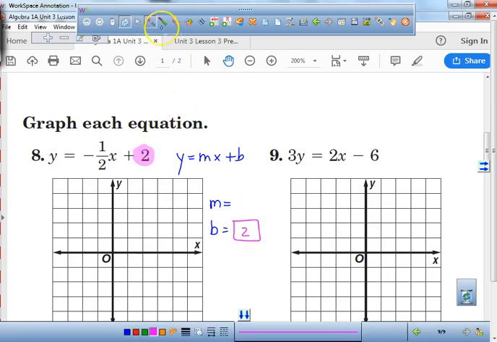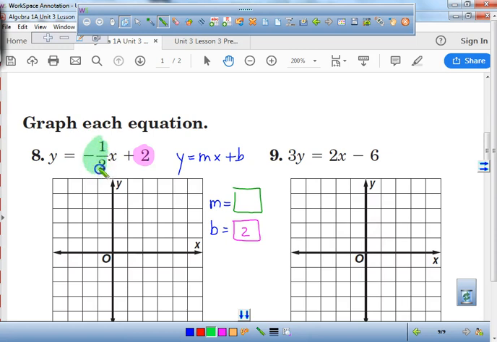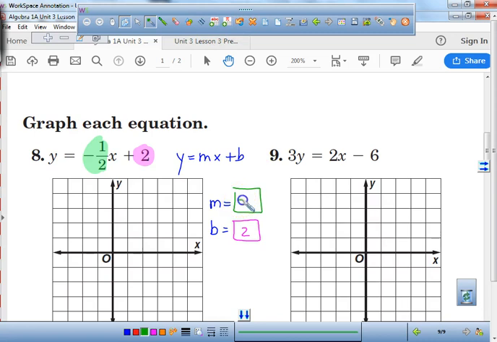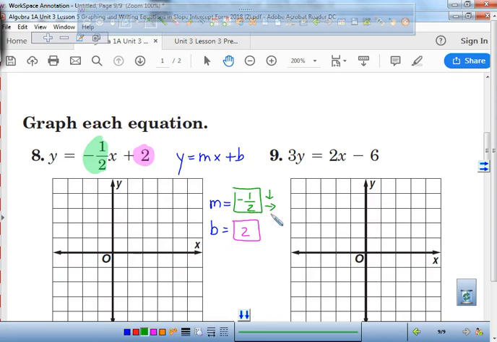B equals 2. Okay. And what would you guys say if I said, hey, what's the slope of this line? Negative 1 over 2. Yeah, negative 1 over 2. You don't have to say x. Just say the slope is negative 1 over 2. And what does a negative 1 over 2 slope tell us to do? It tells us to go down 1 unit and over 2 units.